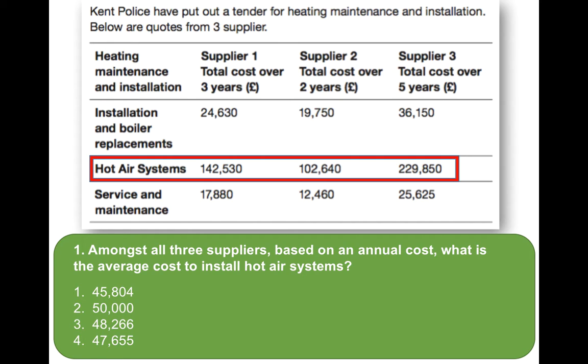So just to reiterate, the question is, amongst all 3 suppliers, based on an annual cost, what is the average cost to install hot air systems? And it gives us a choice of 4 answers. During the real test you'll get multiple choice questions to choose one from. Number 1 is 45,804. Number 2 is 50,000, number 3 is 48,266, and number 4 is 47,655. They're all pretty close together, so we can't actually guess the answer. So we have to do some working out. How do we do that?